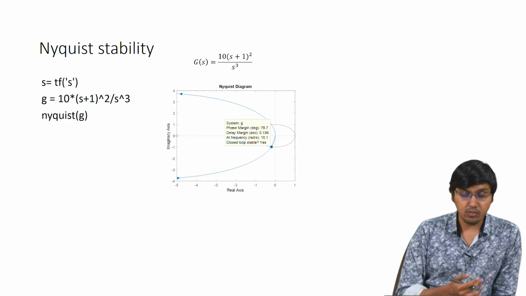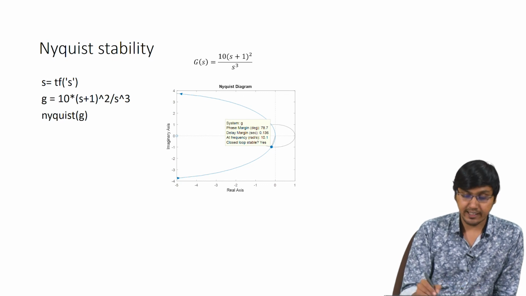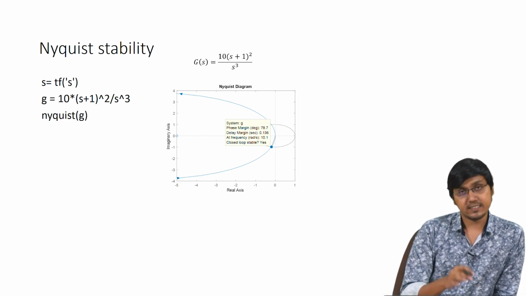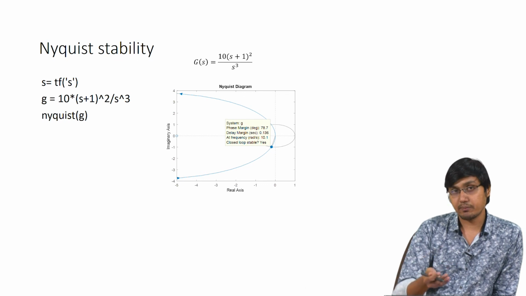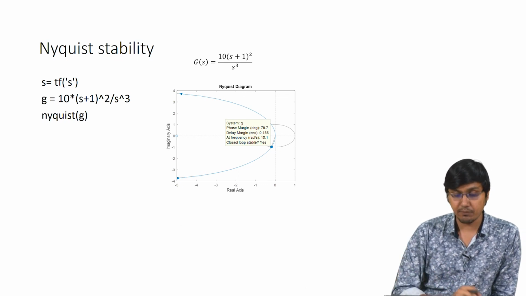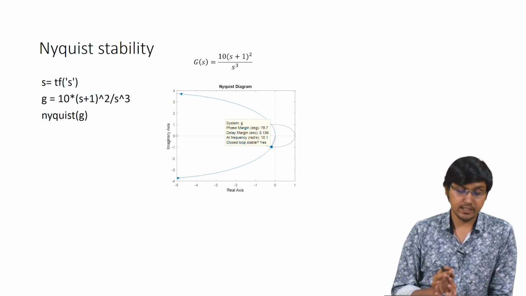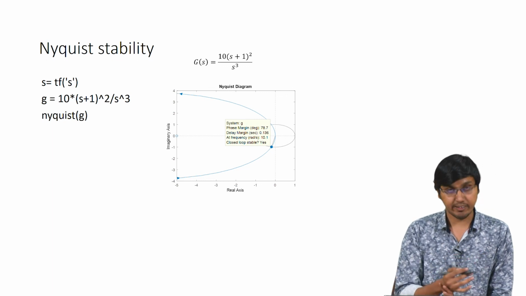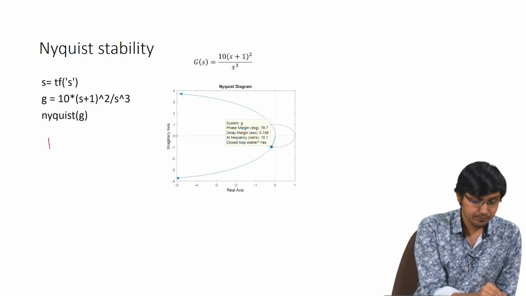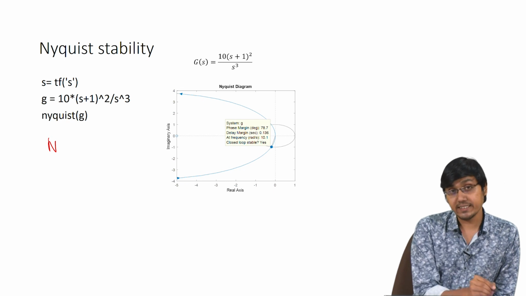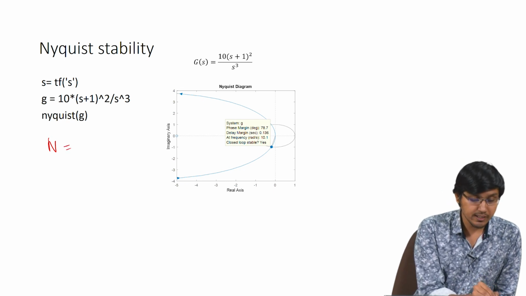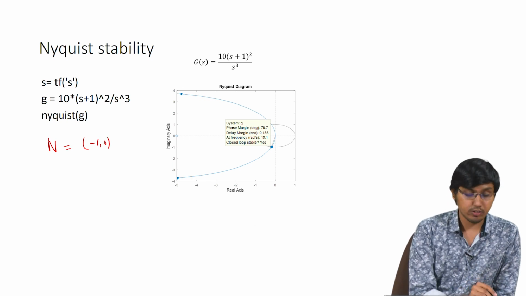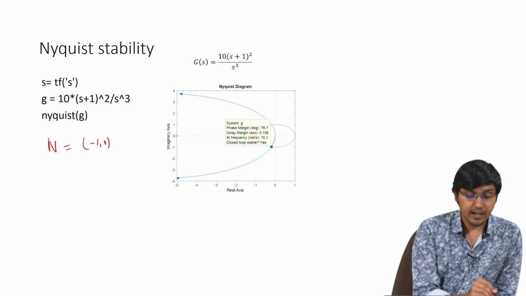So now we draw the Nyquist diagram: similarly construct a polar plot and then construct the mirror image of the polar plot, so that you get the Nyquist diagram. Then you need to find some values. You first have to find the number of clockwise encirclements about the point minus 1 comma 0.